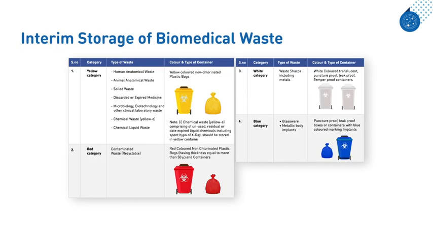Interim storage of biomedical wastes. Storage of biomedical waste as per the color code, type of waste, and color and type of container used for storage of waste. The table shown here displays the color coding and type of containers or bags that need to be used by HCFs for the segregation and collection of generated BMWs from the facility. This segregation has been done as per Schedule 1 of the Biomedical Waste Management Rules of 2016. Please pause for a while and go through the table thoroughly.